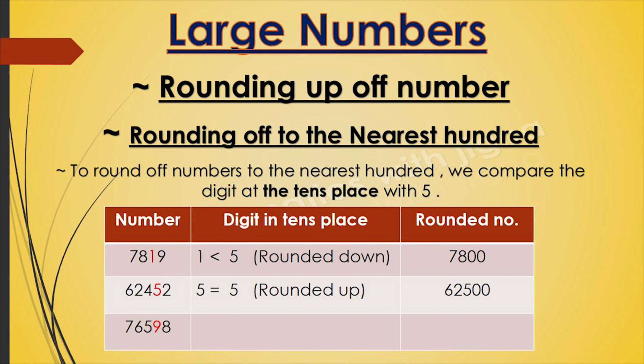Third example is 76598. Here 9 is in the place of tens and 9 is greater than 5. So if the digit is greater than 5, then we round off the number by adding 1 to the digit at the hundreds place and writing zeros in the tens and ones place. So here 5 is in the hundreds place, so 5 plus 1, 6. So 766, and tens and ones digit replace with the 2 zeros. So our answer will be 76600.